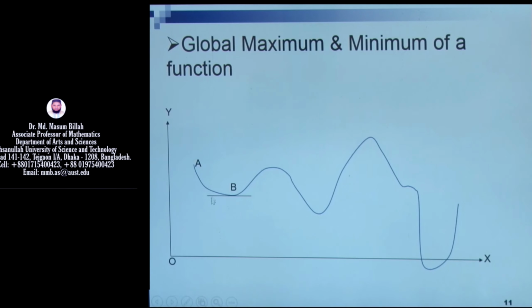Now we can say the critical point is B. B is a critical point because at this point f'(x) equals 0, and we see another point, C, where f'(c) equals 0 here. And if we consider D, this one is f'(c) equals 0, another one E, this one is red colored, and there is another point F.